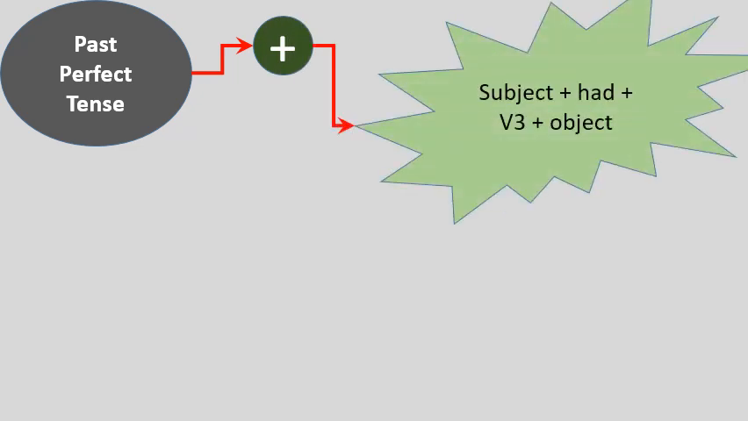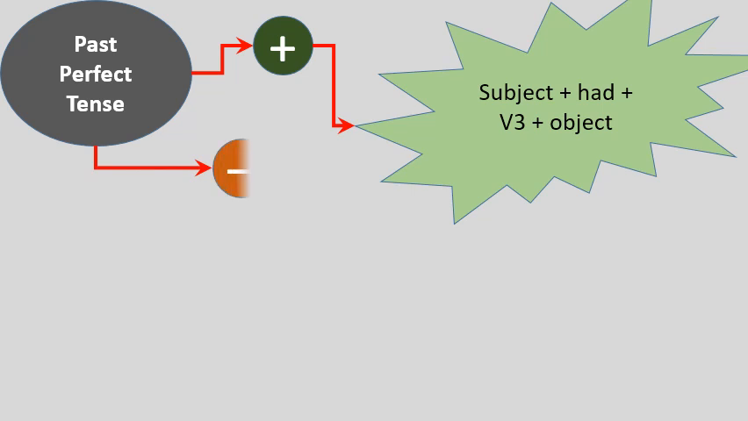Let's see the structure of past perfect tense, when we will use it in affirmative, negative and interrogative sentences. In positive or affirmative sentence, the structure will be subject plus had plus third form of the verb plus object. For example, she had finished the test.